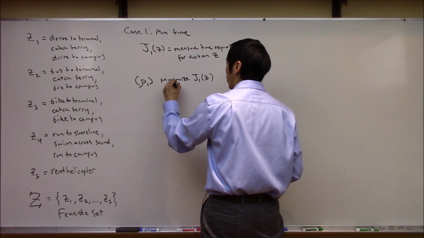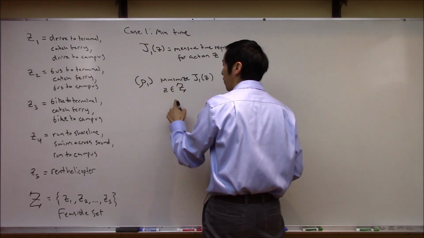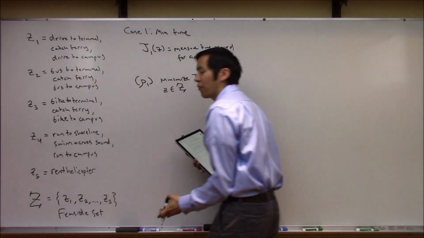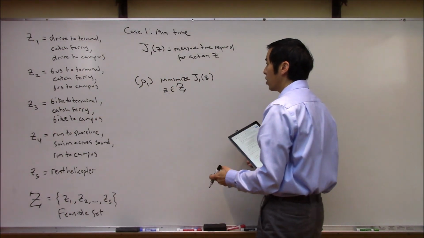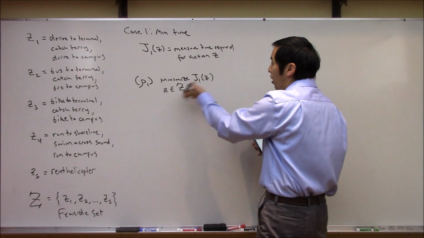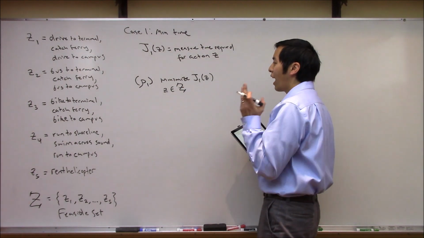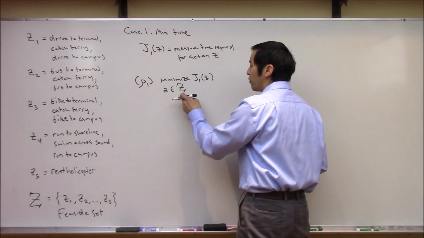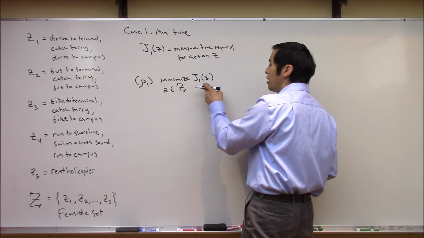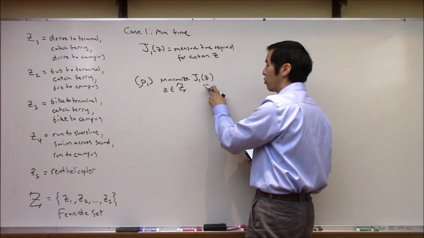I only want to consider solutions that are in my feasible set, right? Only these 5 that we laid out here. So if you look at this, what the optimization problem says is I need to find the element in the feasible set which will yield the minimum time for my commute.